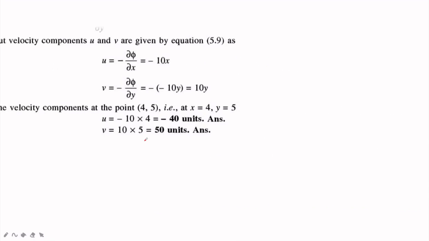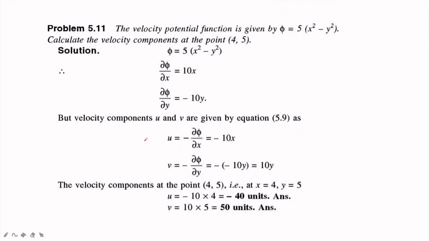Next we will go to one of the problems. A direct question will be there. You just have to differentiate, partial differentiation comes into the picture, and we get the answers. Whatever the question may be from this velocity potential, it will be very easy. Directly they give the value of phi. So phi is equal to 5 into x square minus y square.